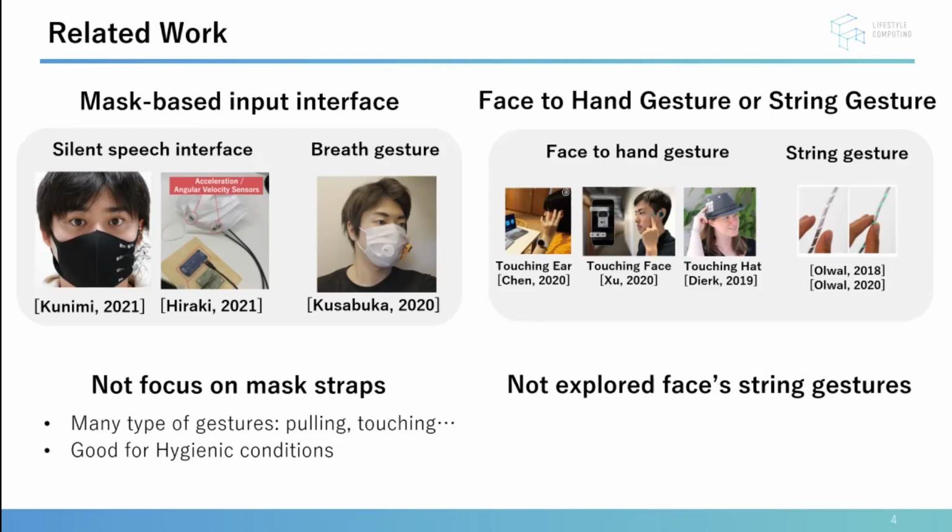I introduce the related work of this research. First, there is some research related to mask-based interfaces. For inputting information, speech interfaces or detecting breath gestures have been tried, but previous research has not focused on the mask strap. The advantage of using the mask strap is two things. First, using straps affords a rich set of interactions such as pulling and touching, so we can input information in various ways. Second, compared with touching the filtering mechanism, it doesn't cause a bad effect on its hygienic condition.